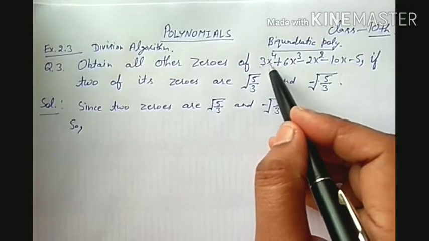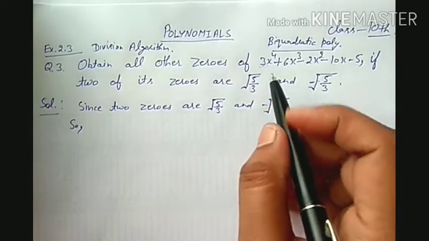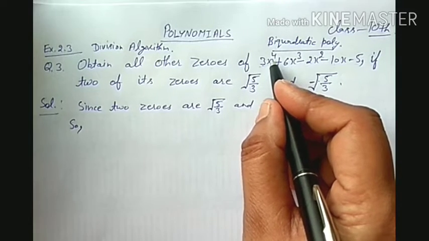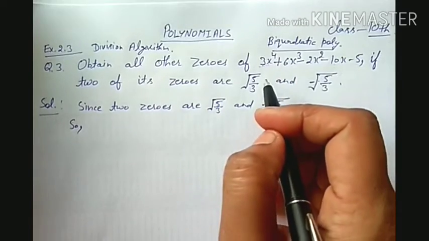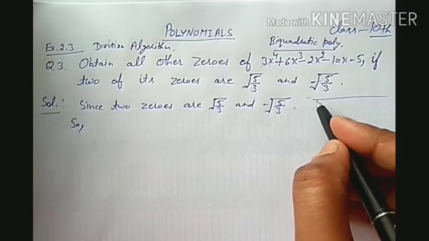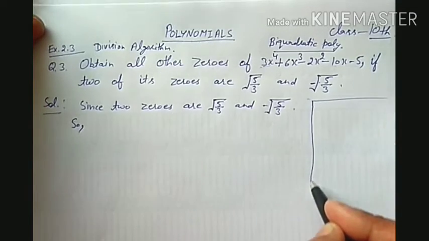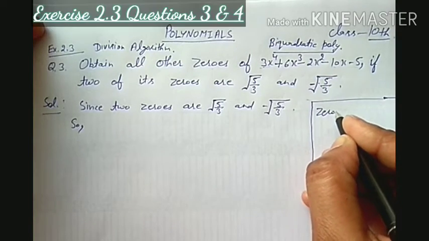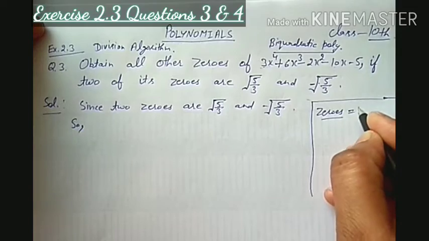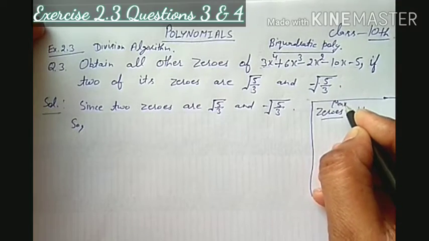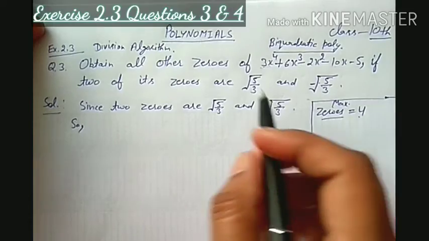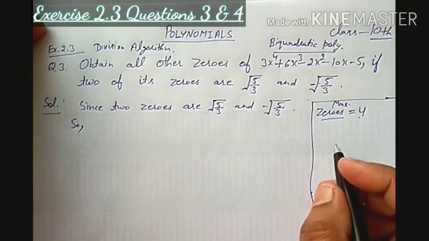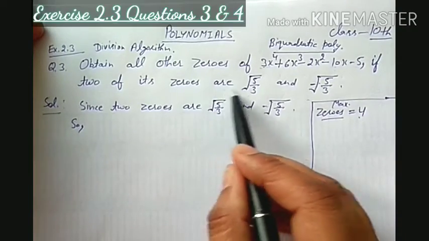This given polynomial is a bi-quadratic polynomial because its variable's highest power is 4. So this is a bi-quadratic polynomial. Degree is 4. Now we know that if the highest degree is 4, then the maximum number of zeros is equal to 4. Two zeros are given, so we will find the other two zeros. Given two zeros are these.